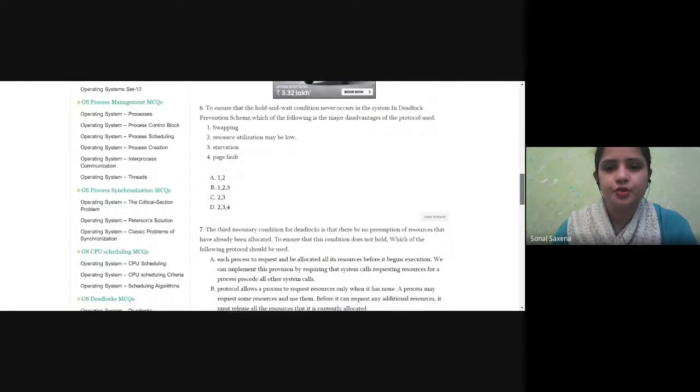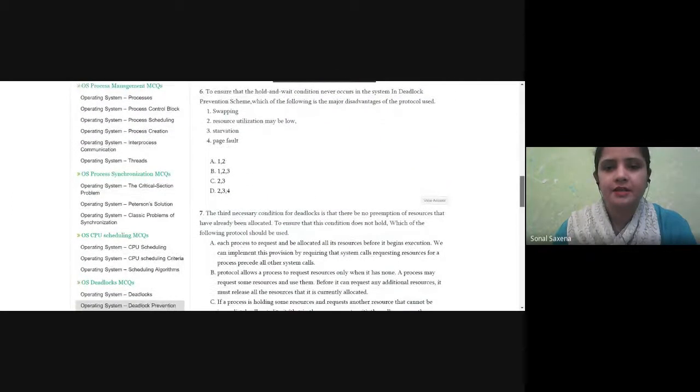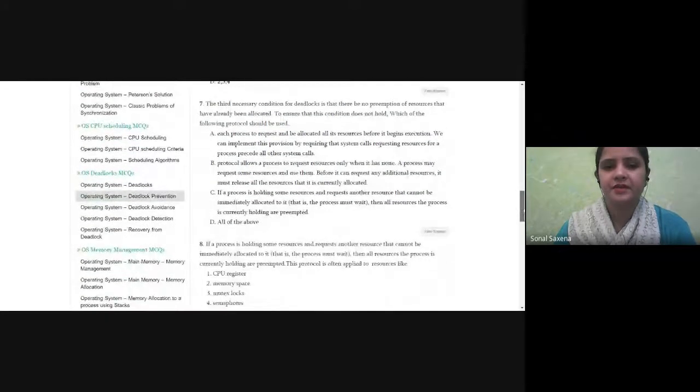Now let me take you to question number 6 and 7 here. To ensure that the hold and wait condition never occurs in the system, in deadlock prevention scheme, which of the following is the major disadvantage of the protocol used? Swapping, or the resource utilization may be low, or starvation, or a page fault condition. So it is very simple. We have already seen this thing. Let me take you to question number 7.